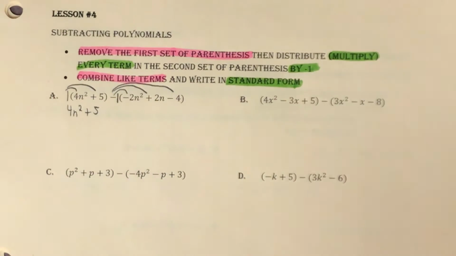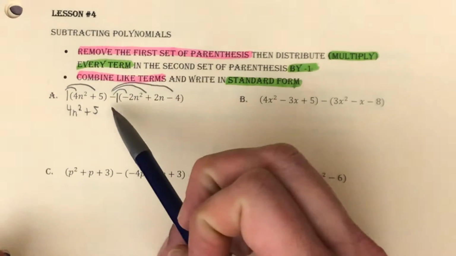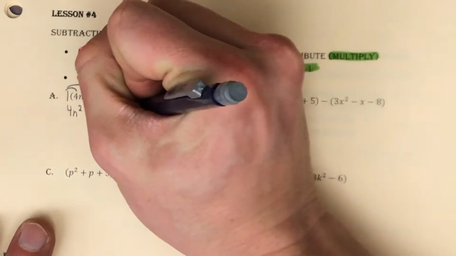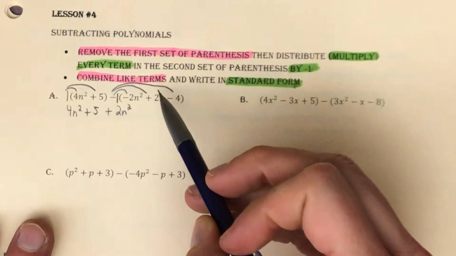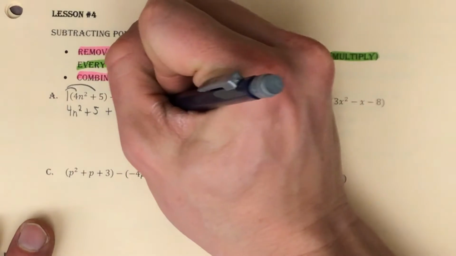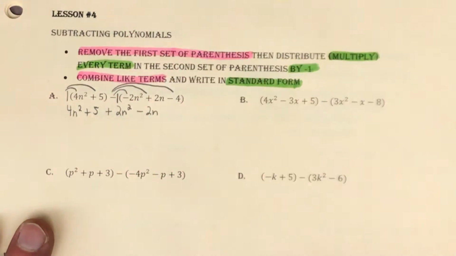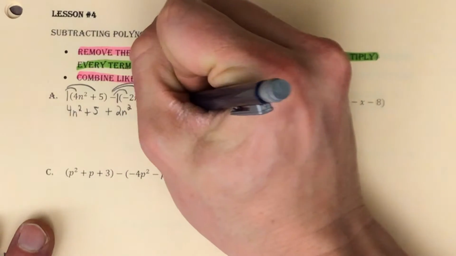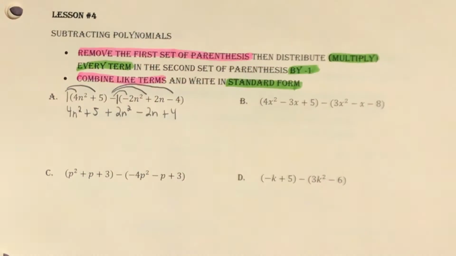So it's not going to change really any of the numbers. It's just going to change whether it's positive or negative. -1 times -2n squared is positive 2n squared. And -1 times positive 2n is negative 2n. And -1 times -4 is positive 4. So all it really does is switch the symbols, whether it's positive or negative, of every term in the second parenthesis.